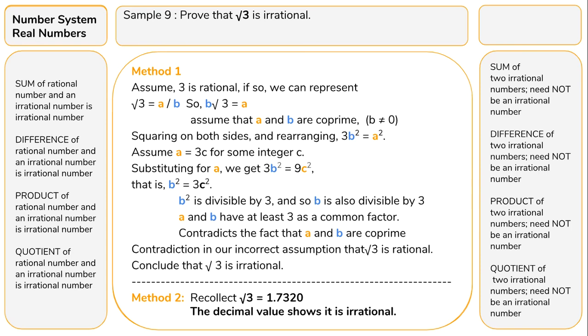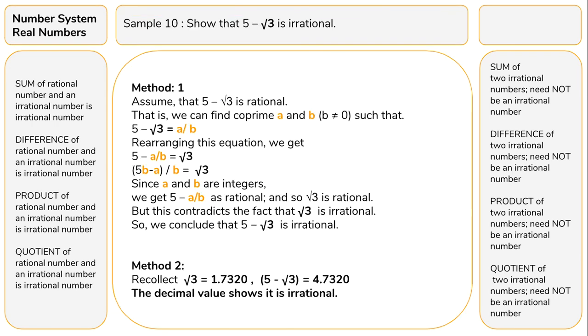Substituting for a, we get 3b square equals 9c square. That is, b square equals 3c square. So b square is divisible by 3, and so b is also divisible by 3. a and b have at least 3 as a common factor. This contradicts the fact that a and b are coprime. The contradiction arises from our incorrect assumption that square root 3 is rational. We conclude that square root 3 is irrational.